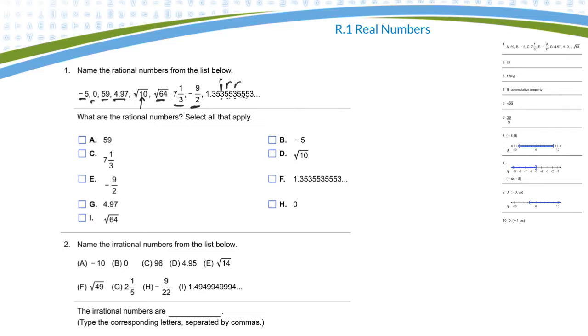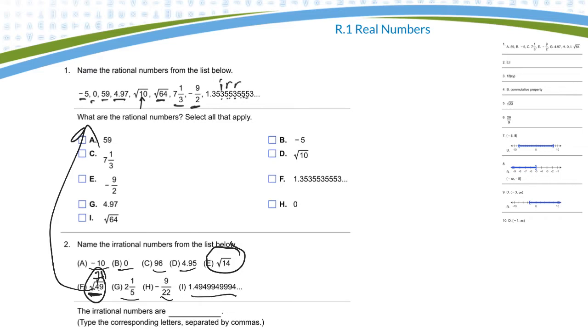Next question, which are the irrational? Irrational are numbers that don't start repeating. The square root, those are easy ones to peg. This one, it won't be this one because that one comes out perfectly to 7. So that's an example of a rational number. All these other ones are rational.